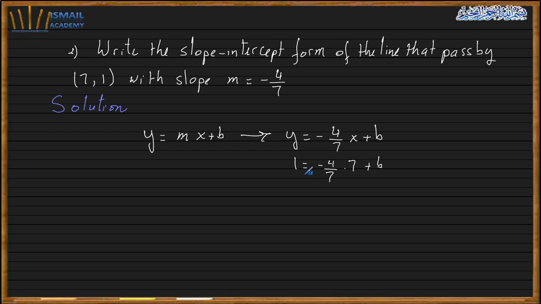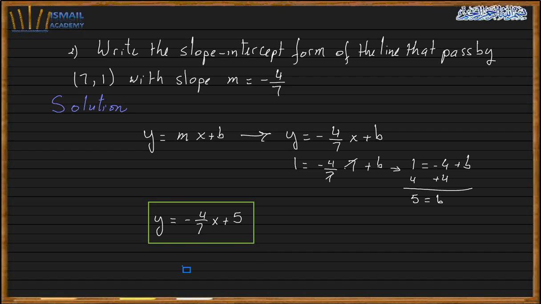Now I have a linear equation and I solve for b. So here this is cancelled out. So I will end up having 1 equal minus 4 plus b. Add 4 to both sides. So 5 will be my b. So this will be my y-intercept. Now the missing piece is found. So what I do is just substitute that into the equation and I'm done. So we have y equal minus 4 over 7x plus 5, and this will be my final answer. I hope you got the idea.